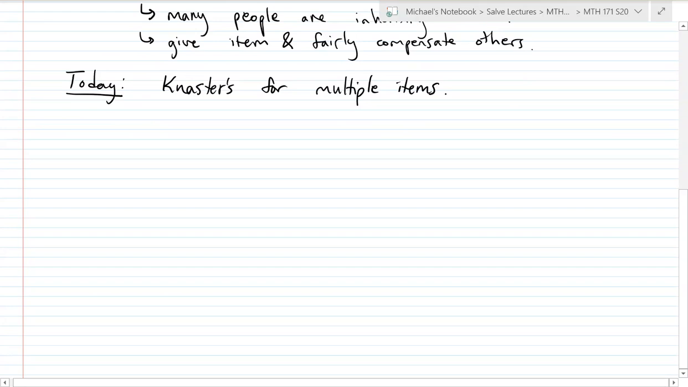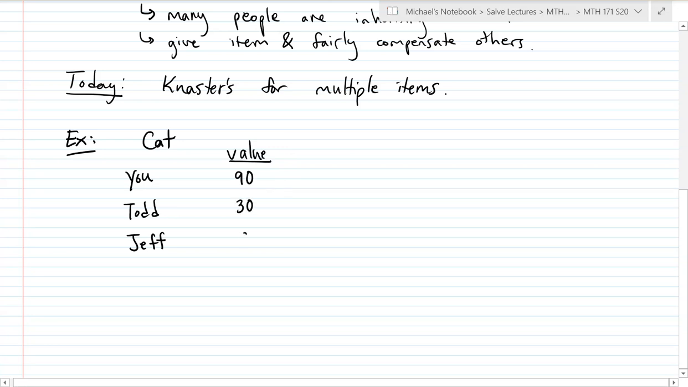All right, so let's just do an example with one item, right? This is actually the same example from last class. We had the cat, and we had 3 people. It was you, it was Todd, and we'll say Jeff, all right? And you each valued it differently. You valued the cat at $90. Todd valued the cat at $30. Jeff, again, hating the cat, only values it at 0.